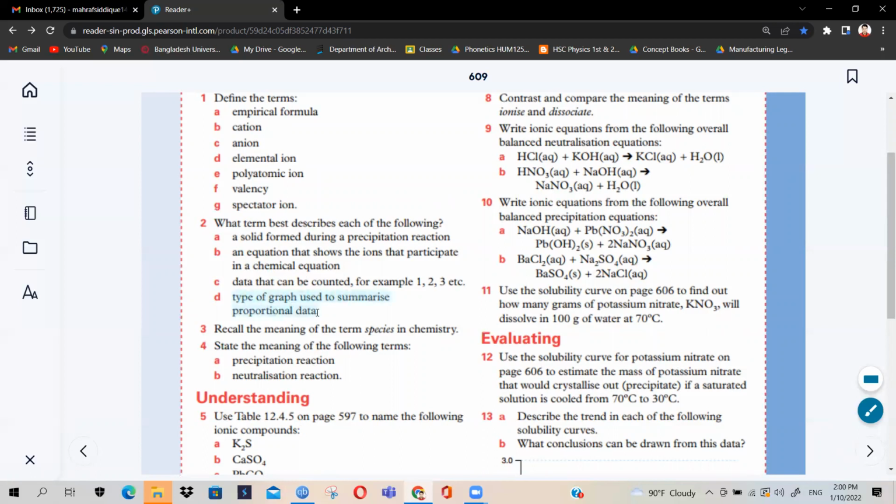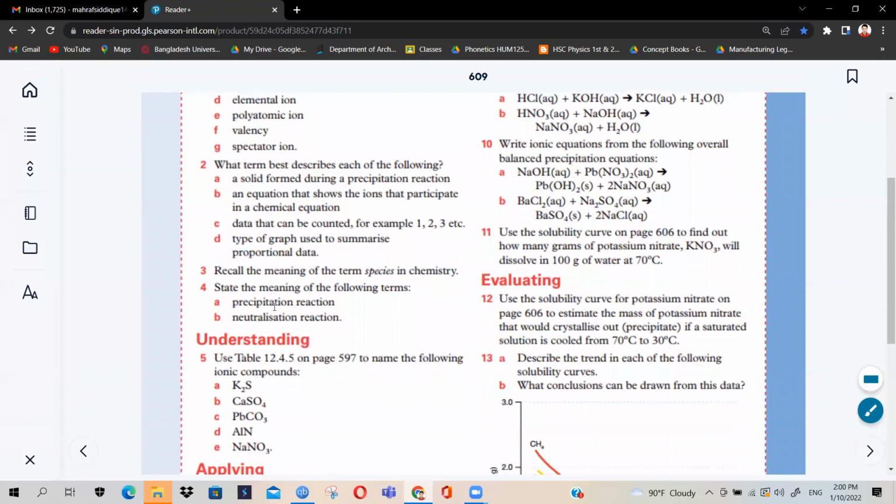Type of graph used to summarize proportional data. That is like part of the practicals. Recall the meaning of the name species in chemistry. Okay, that's not part of what we studied actually. Maybe it's in the practicals. State the meaning of the following terms: precipitation reaction, neutralization reaction.